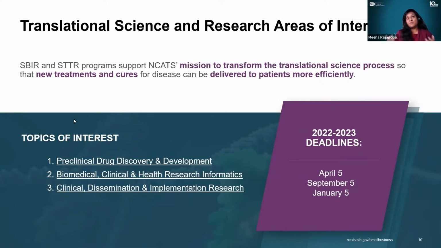Like I mentioned earlier, NCATS promotes research on projects, technologies, and methodologies that have a translational impact. This broadly falls into 3 buckets. 1, preclinical drug discovery and development. 2, biomedical, clinical, and health research informatics. And 3, clinical dissemination and implementation research. I'm not going to get into each of these topics, but I would strongly urge you to please go to our website and read what is included under each topic. And if you have any specific questions, please reach out to us and I will be more than happy to answer your questions.